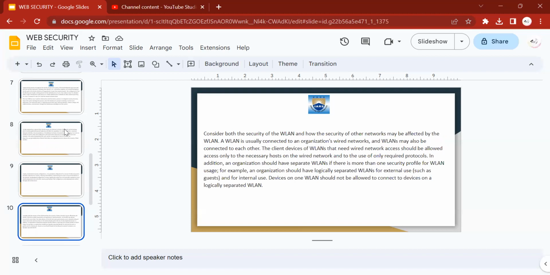Consider both the security of wireless local area networks and the security of other networks that may be affected by the wireless local area networks. A wireless local area network is usually connected to an organization-wide network, and wireless local area networks may also be connected to each other. The client devices of wireless local area networks that need wide network access should be allowed access only to the necessary hosts on the wide networks and to the use of only required protocols.